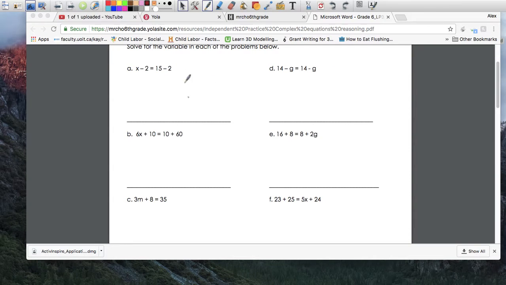So here is an equation, x minus 2 equals 15 minus 2. Here's what I want you to do. Look at the left side of the equal sign and the right side of the equal sign, and see if you find something similar. There's a minus 2 here, and there's a minus 2 here. Because they're exactly the same, I'm going to remove them from my equation. So if I remove them, I have this left over on this side, and I have this left over on that side.